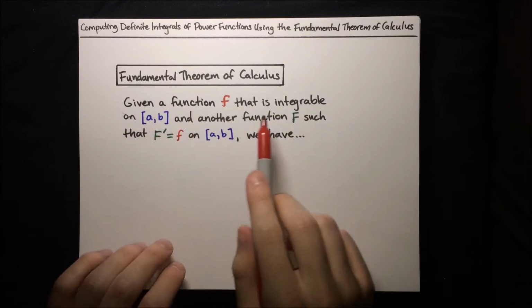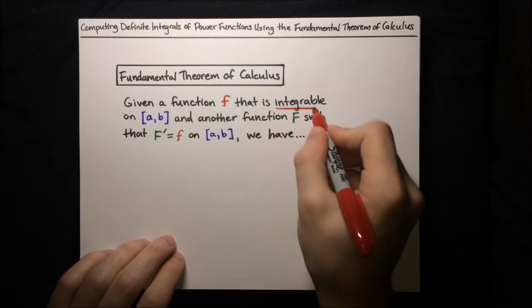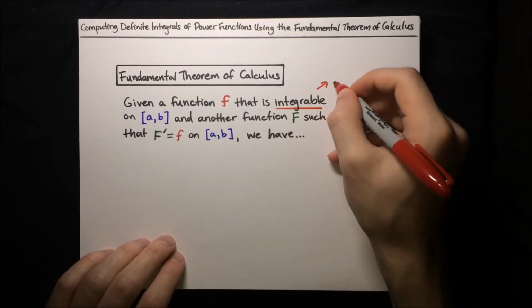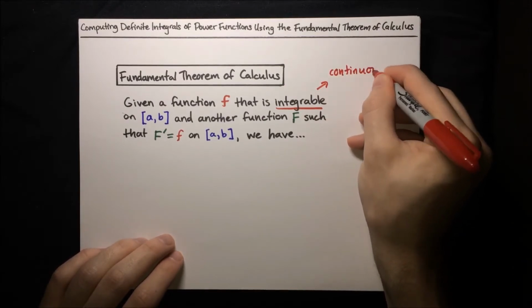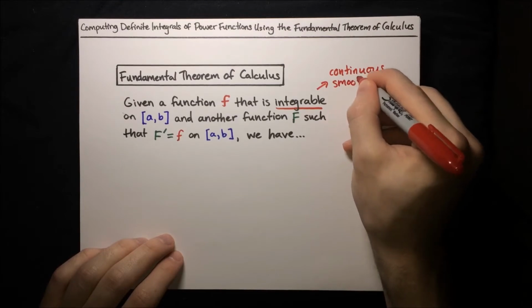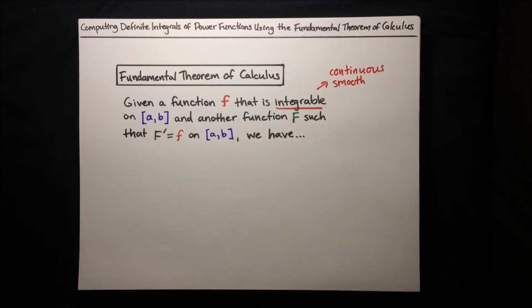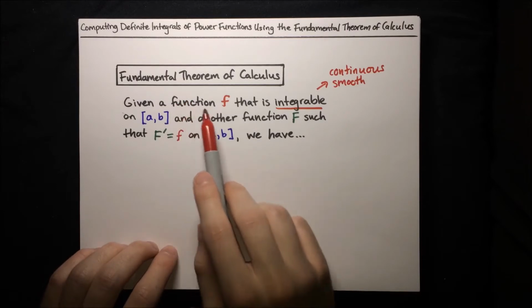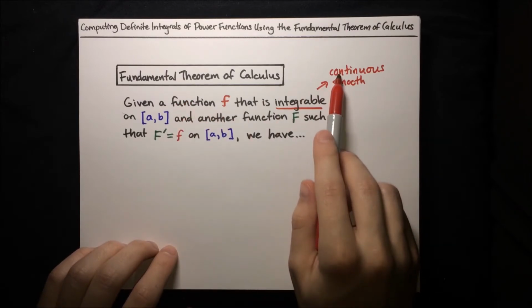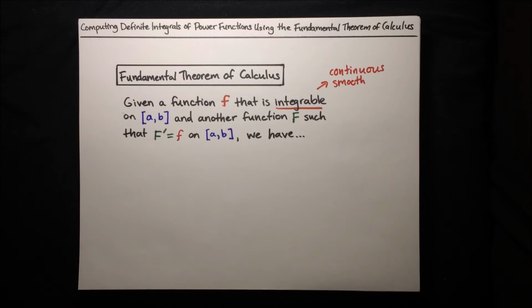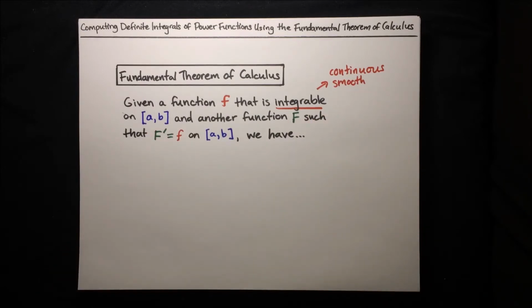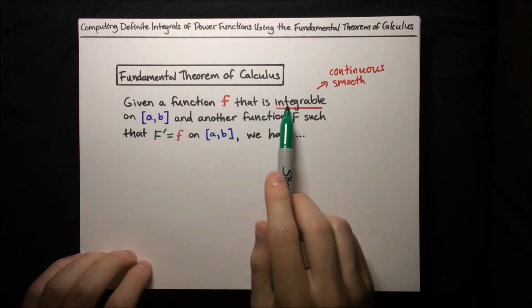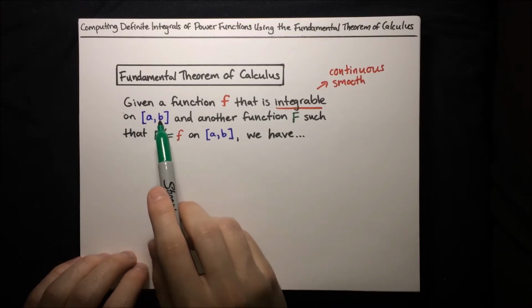Actually, before we go on, let's stop right there and clarify what we mean by integrable. By integrable, we just basically mean that the function f is continuous and smooth on its domain a to b. Now, this theorem actually does work for some non-smooth and even some non-continuous functions f, but for now we can just think of f as being continuous and smooth over its domain. We'll worry about the other types of functions later. Okay, so now that we've clarified what f is, an integrable function on the interval from a to b.